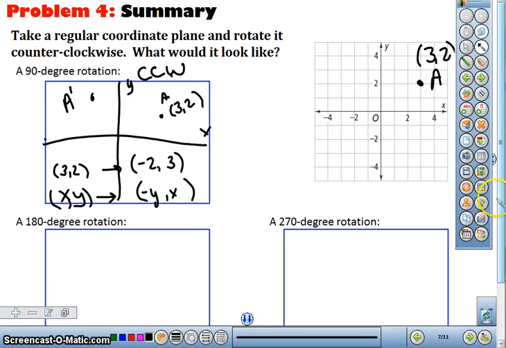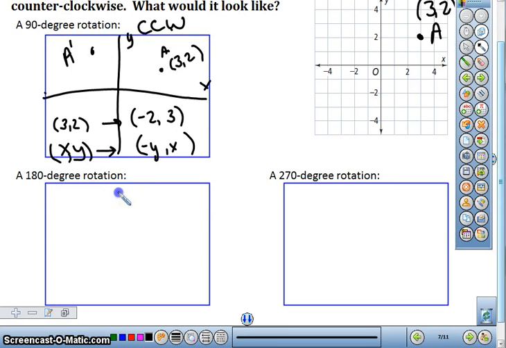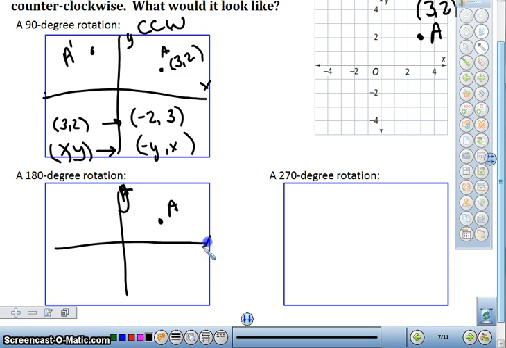If we go to 180 degrees, again, we're going to use that same point, over 3 and up 2. So here's point A. Here's our y-axis and our x-axis. If we're going to rotate it 180 degrees, remember, 180 we said, x, y changes to... keep them in the exact same order.